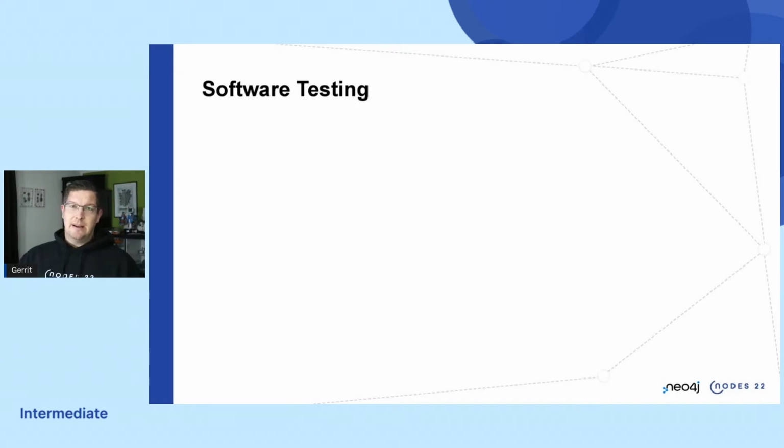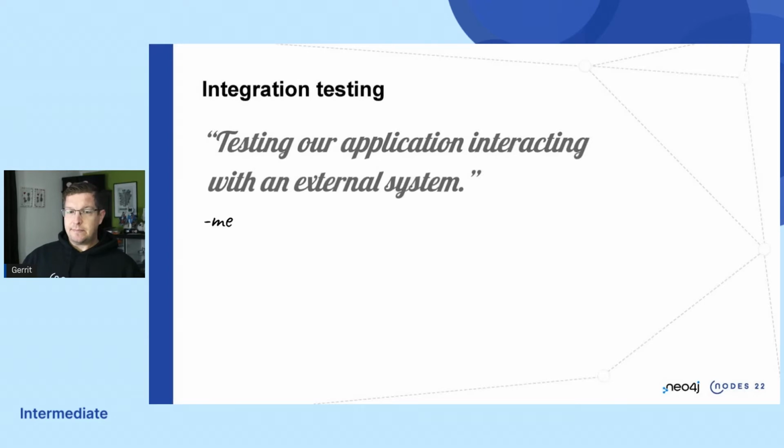So let's talk today about software testing, or to be more precise, integration testing. So what is integration testing in the focus of today's talk? Today, I would take integration testing as a synonym of testing your application with an external system. So you write an integration test that wants to connect, for example, to a Neo4j database, and you want to make sure that you have a reliable state of your system running that you want to connect to.